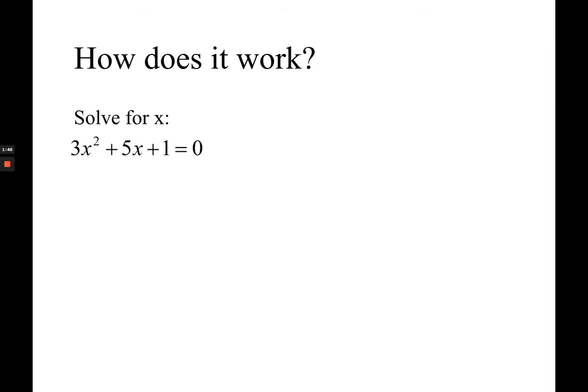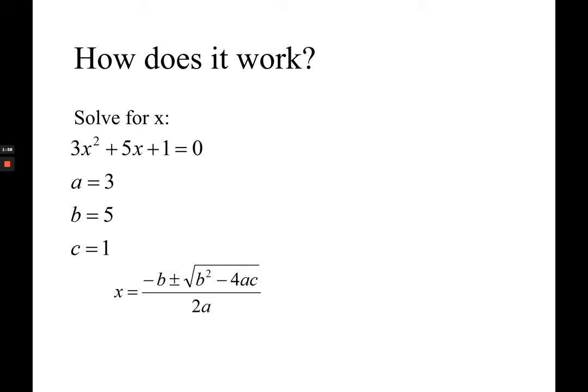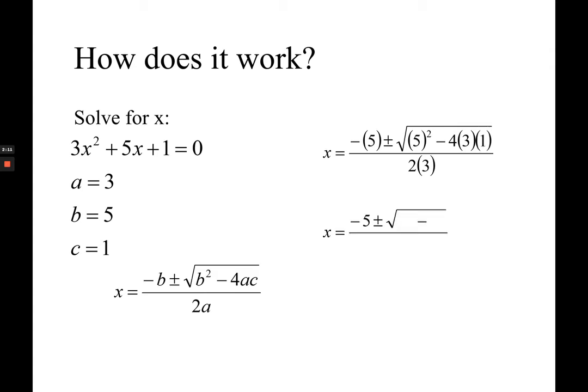Let's proceed. How does it work? First, you should be able to identify your a, b, and c. A is 3, b is 5, and c is 1. In your formula, you just substitute your a, b, and c. So a is 3, b is 5, and c is 1. And then simplify your values. 5 squared is 25, 4 times 3 times 1 is 12, 2 times 3 is 6, and then finally you have 25 minus 12 is 13.